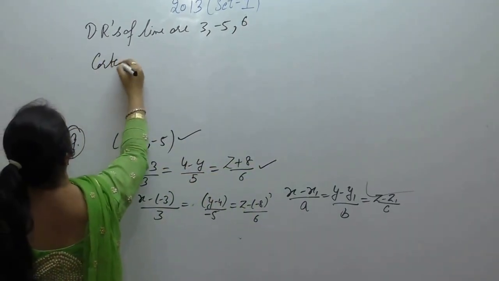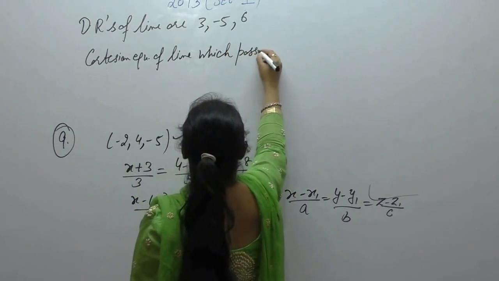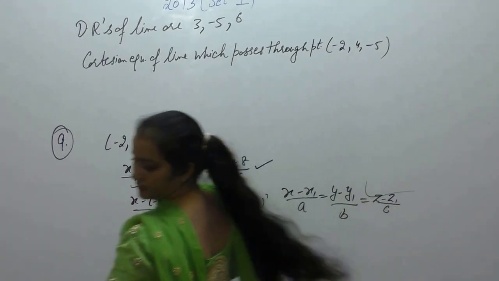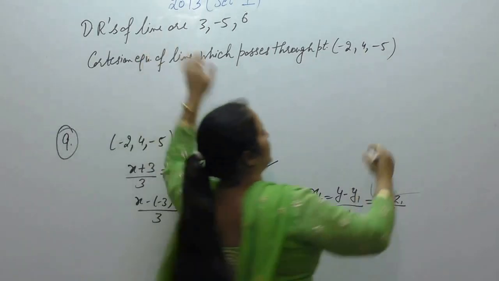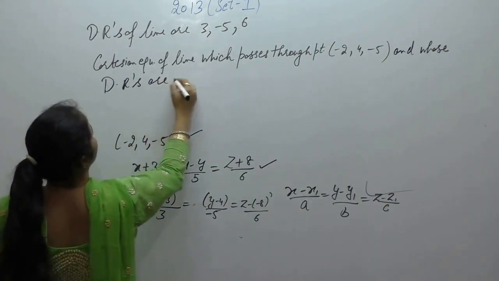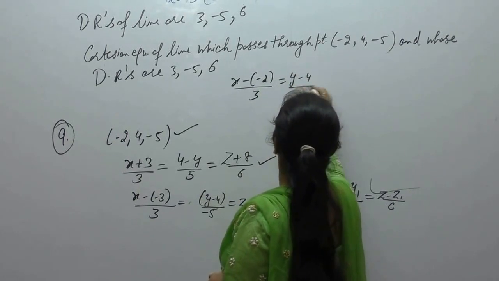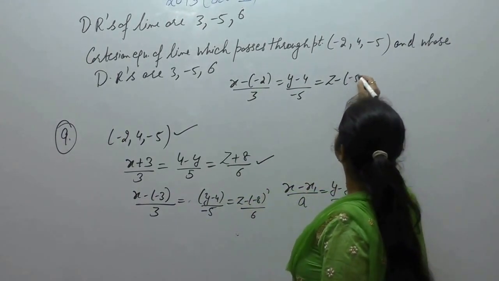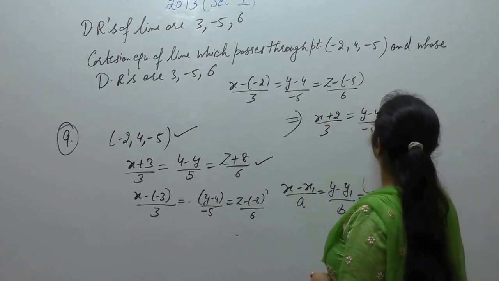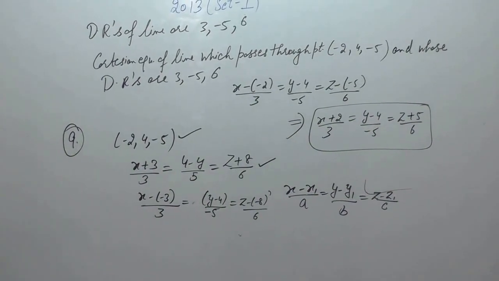Now the Cartesian equation of the line which passes through the point (-2, 4, -5) and whose direction ratios are 3, -5, 6 is (x-x1)/a = (y-y1)/b = (z-z1)/c. That is, the line is (x+2)/3 = (y-4)/(-5) = (z+5)/6. So this is the required Cartesian equation of the line.